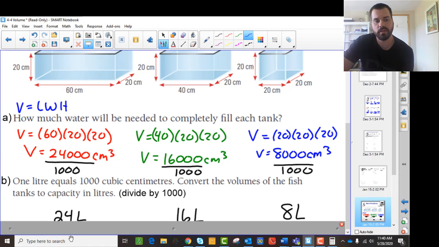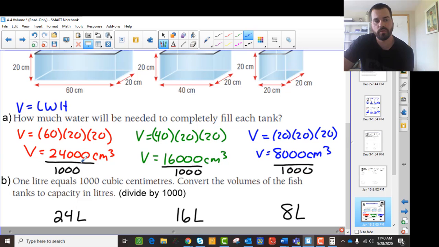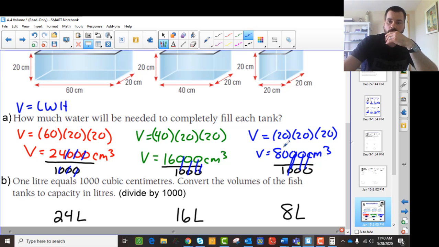So that means that this is just going to be 24 liters, because essentially all we're doing is canceling out these zeros, right? They're dividing out with these zeros. You're going to get 24, you're going to get 16, and you're going to get 8, okay? But you'll notice we converted the unit. So now instead of cubic centimeters, we're saying liters. All right?